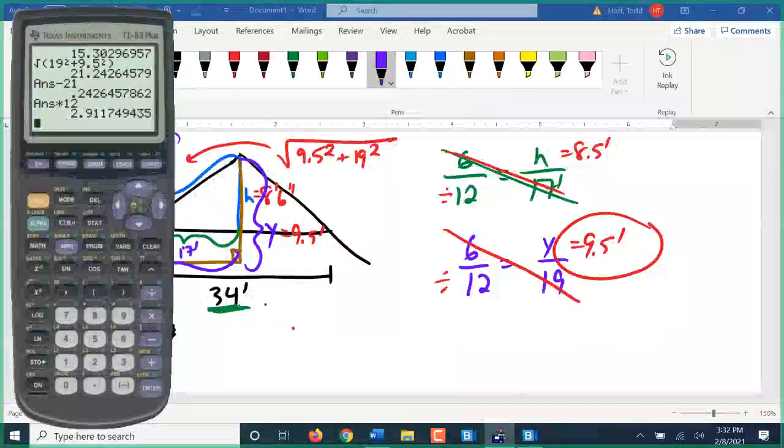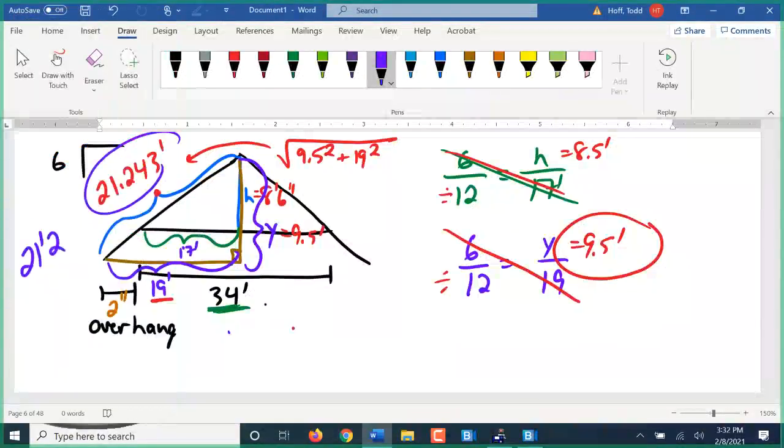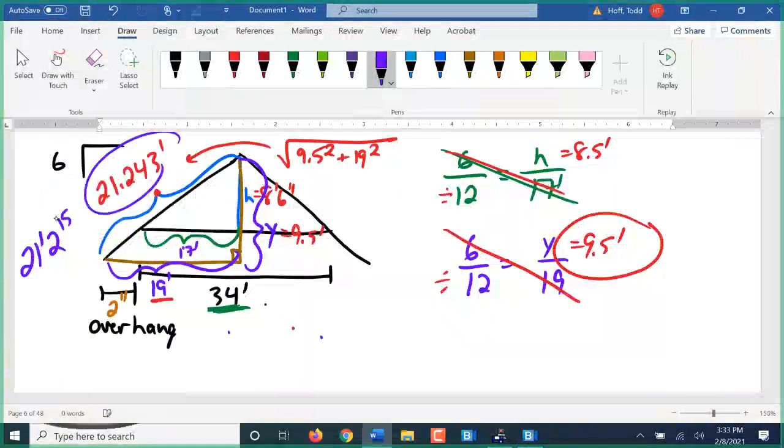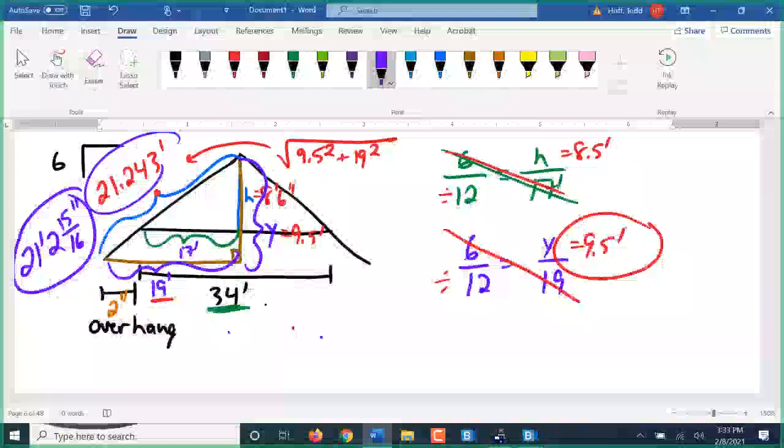Times 12 is going to be 2.91. Yep. Back to 2 and 15, 16. Oh, it is 15. 14.5 rounds up to 15. Good call. 21 feet, 2 and 15/16 inches.